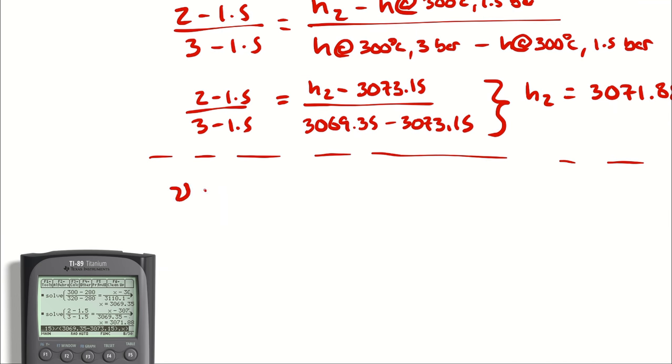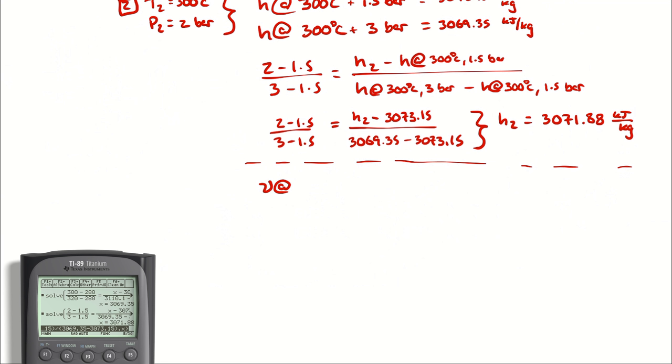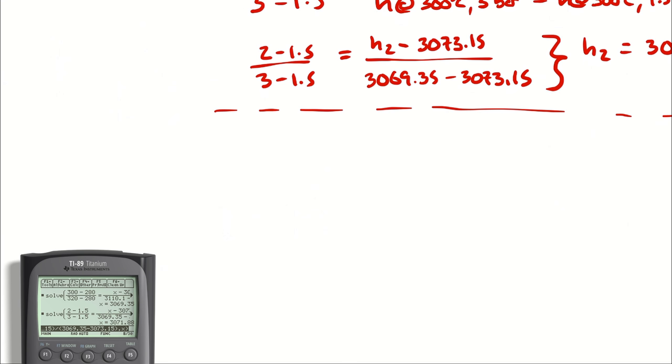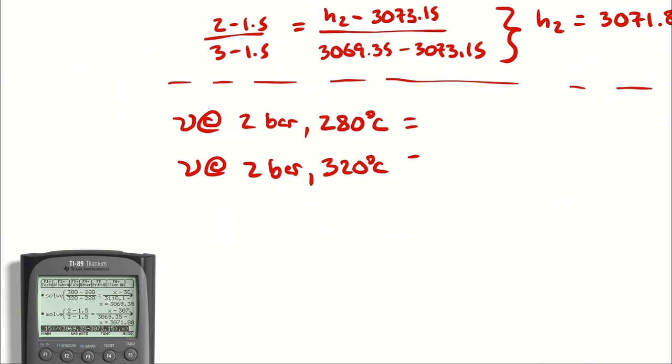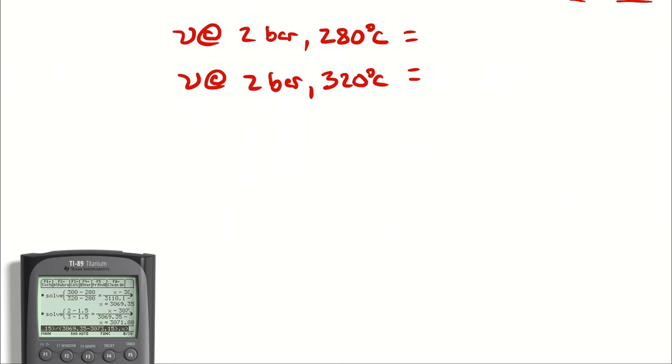We are going to be determining a specific volume at 1.5 bar. Actually, you know what? Just to demonstrate both aspects of interpolation process, let's do this I style instead of H style. So this time I'm going to determine a specific volume at 2 bar and 280 degrees Celsius, and a specific volume at 2 bar and 320 degrees Celsius. And then we are interpolating between those two results to come up with our specific volume at state 2.